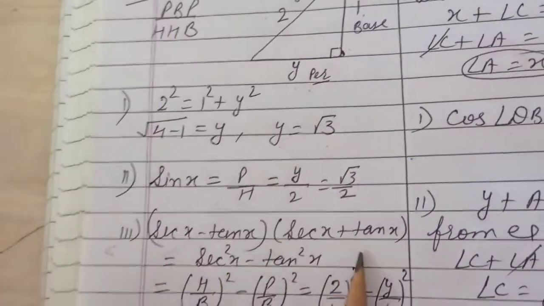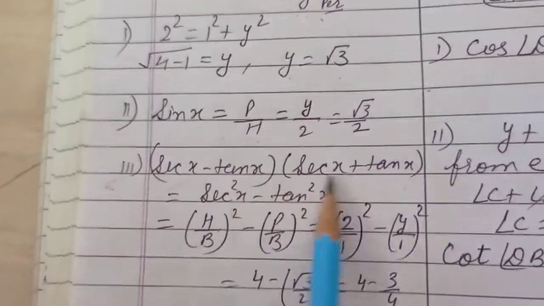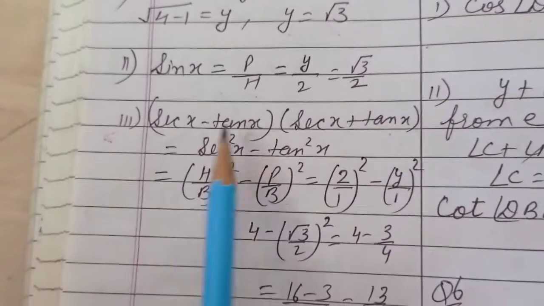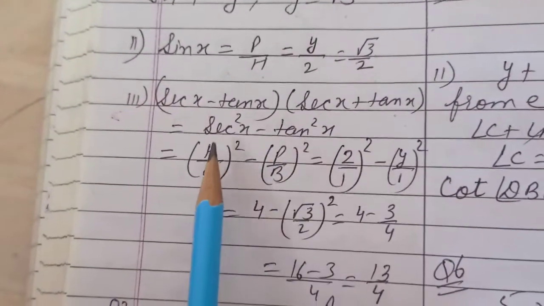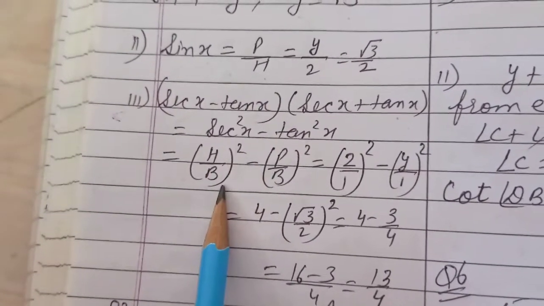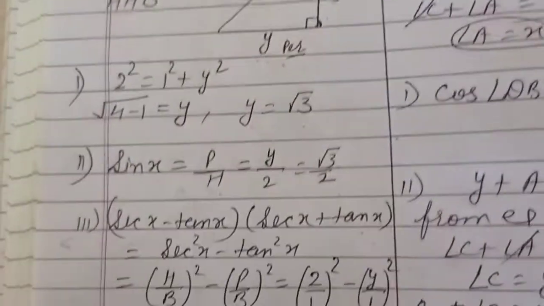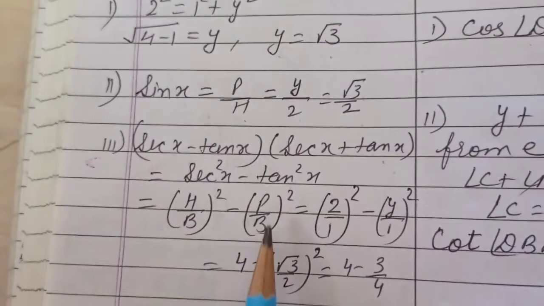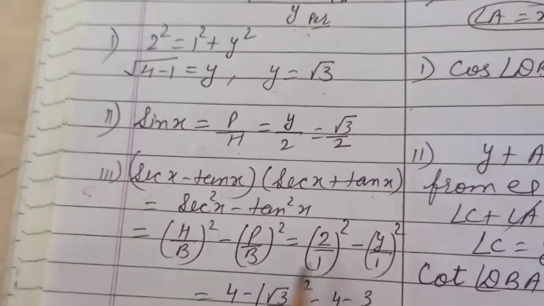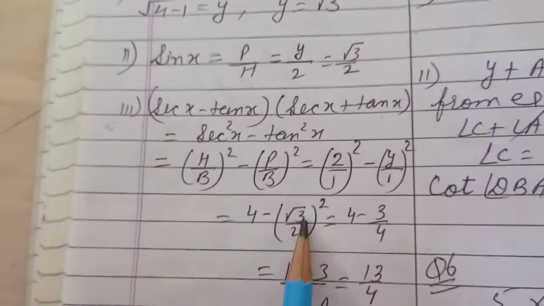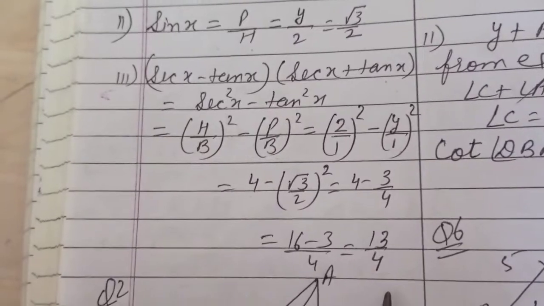Third part, you are asked to find this expression, secant x minus tan x into secant x plus tan x, as they are the same and satisfying the identity (a minus b) into (a plus b). I wrote it as a square minus b square, and secant you know is equal to h over b. Hypotenuse is 2 and base is what? 1. So 2 over 1. Tan is p over b. Perpendicular in this case is y and base is 1. Put the value. 2 square is 4 minus y, which is root 3. Clear? Solve it. You will get this answer.